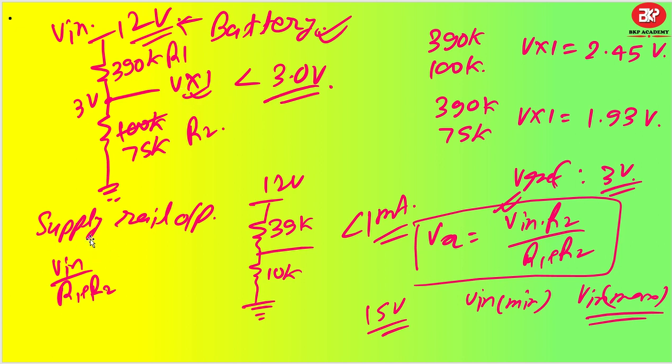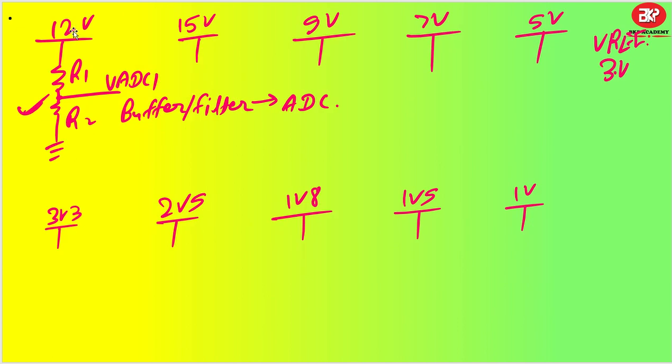If it is from supply rails, then you can try to keep a little bit higher resistance values, so that your current is a little lower, around 1 milliampere or something like that. That's another way. So there are various occasions where you can have voltage ranges up to, let's say, 12 volt, 15 volt, 9 volt, plus minus 9 volt, 7 volt, plus 5 volt, 3.3 volt, 2.5 volt, 1.8 volt, 1.5 volt, 1 volt. All these voltages are used in FPGA systems as well.